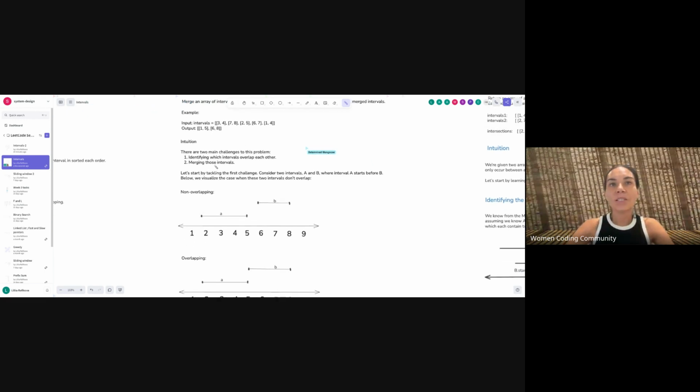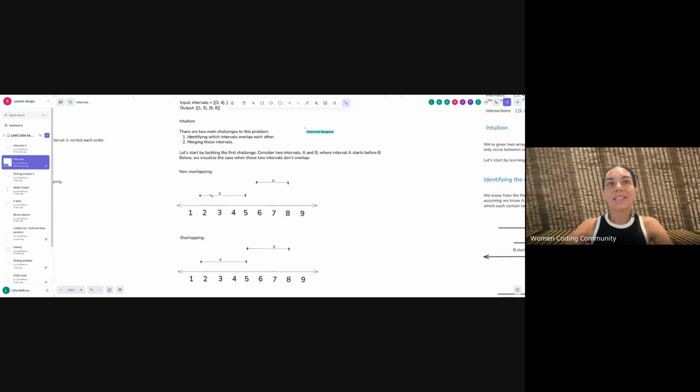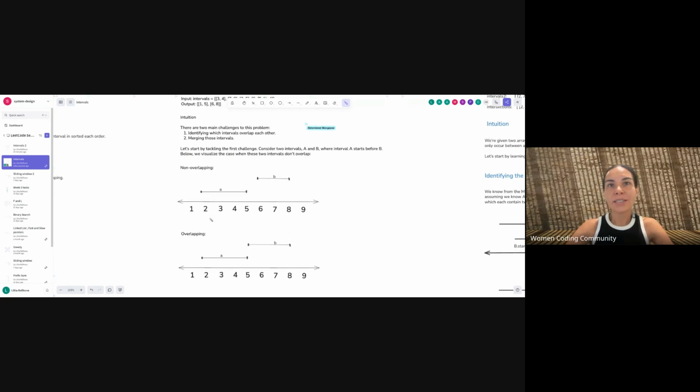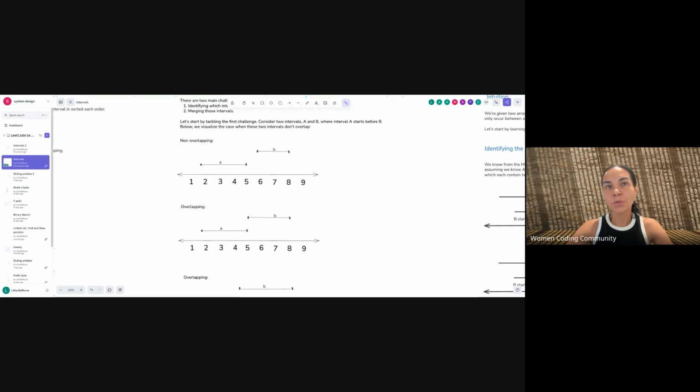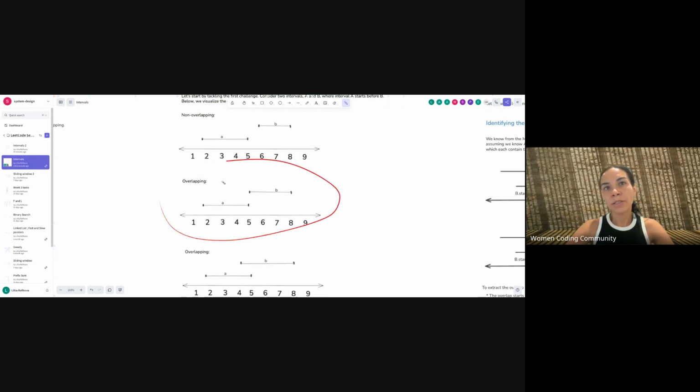Okay, cool. So there are 2 main challenges: first, find the overlapping intervals, and then merge those intervals. As we discussed, here is what non-overlapping and overlapping intervals look like. This one is non-overlapping, and this one is overlapping, even though one ends and the other starts at 5, but we are considering them overlapping intervals in this case.